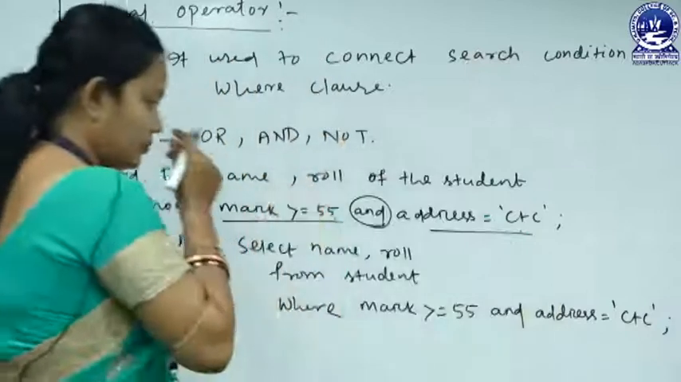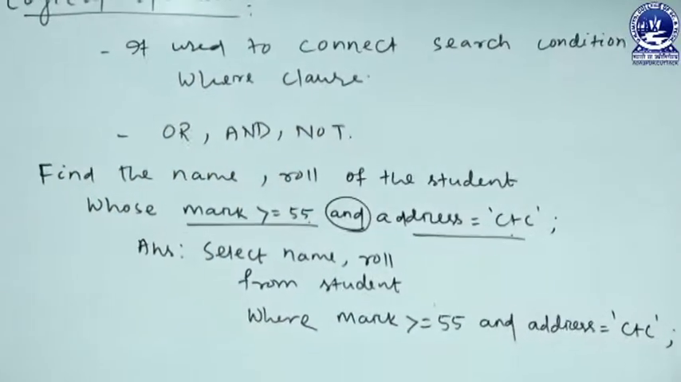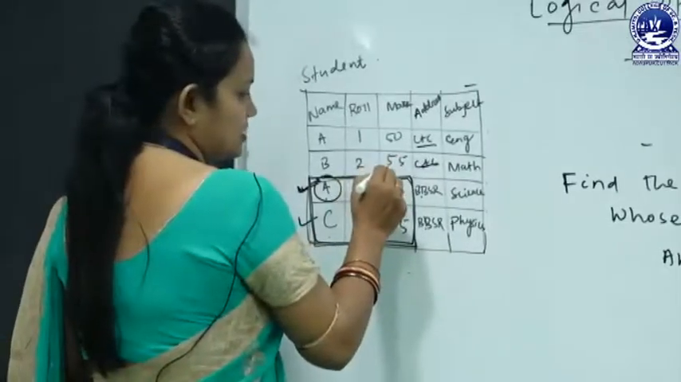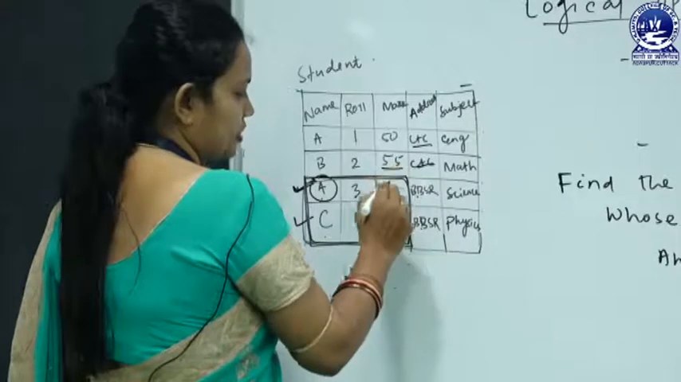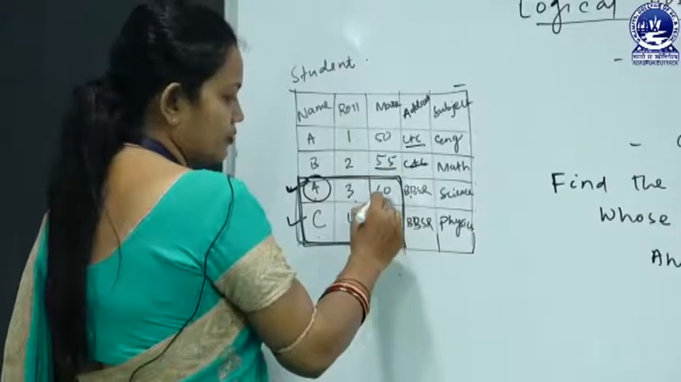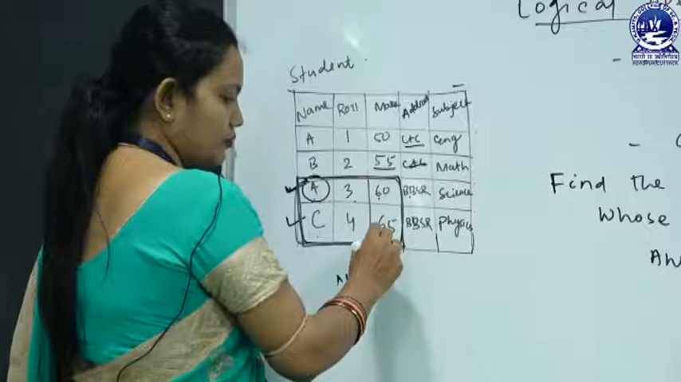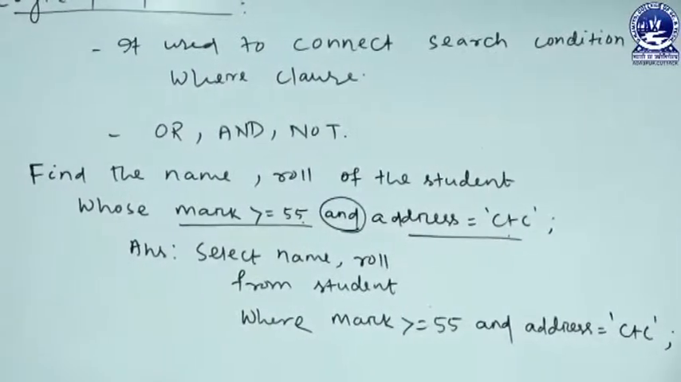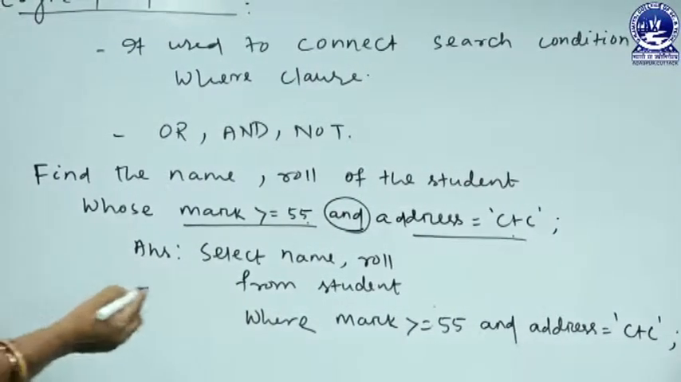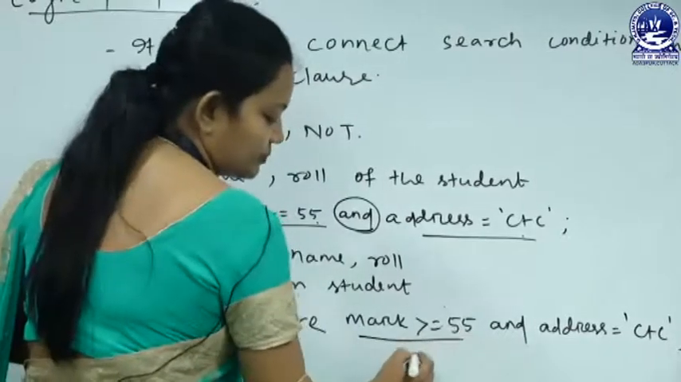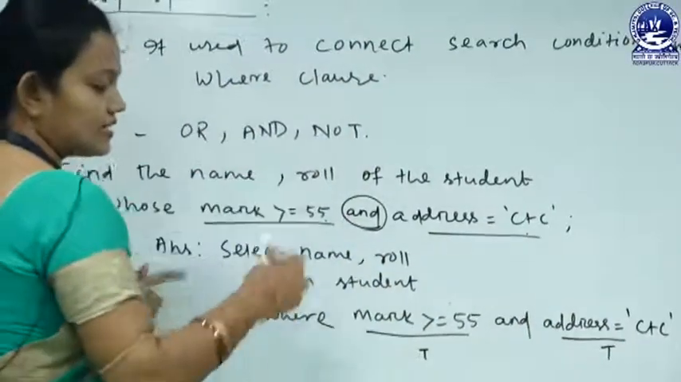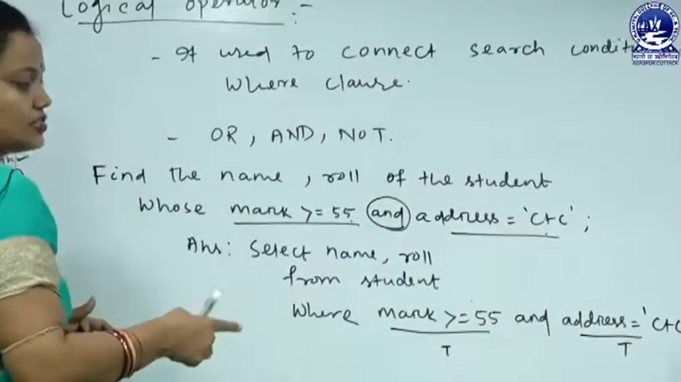Okay. Then what will be the resultant relation? You can see here these three tuples have mark greater than equals to 55. That means these three are filtered from the first condition, but we have the second condition, that is address equals to CTC. In case of logical AND, both the conditions should be true. That means this one must be true and this one must be true, and we take those tuples satisfying these two conditions.